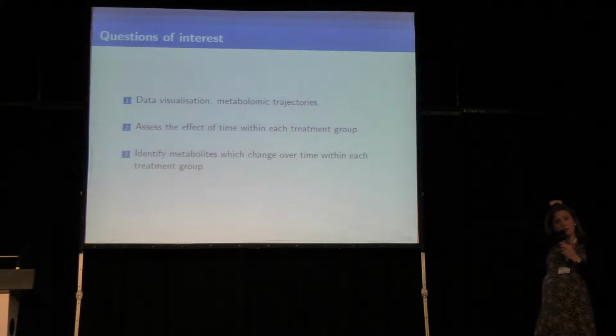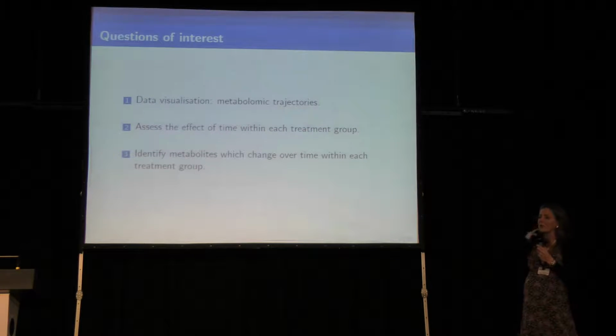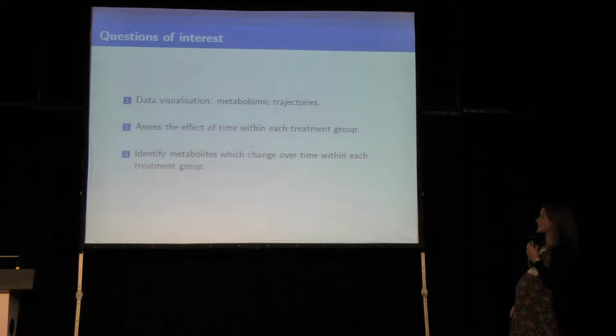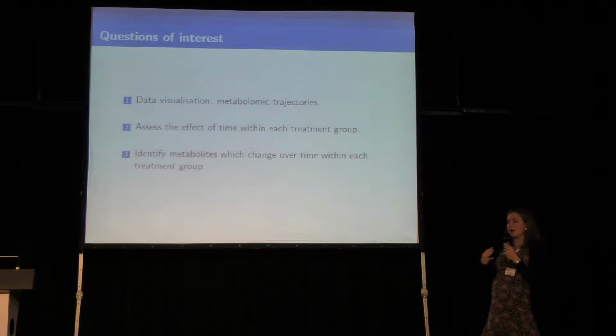When Lorraine came to me with the data, I said to her, okay, nice data, but what do you need me to do? Give me your questions of interest. So she asked for 3 things. One was data visualization. They like these metabolomic trajectories. They like to be able to draw pictures of the movement of these subjects across time in a metabolomic space.